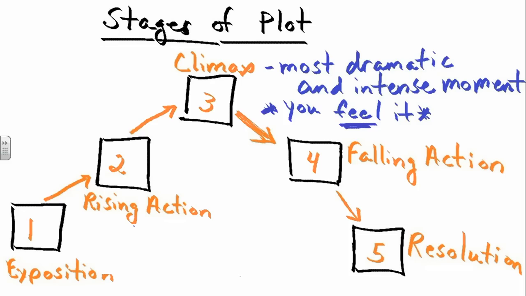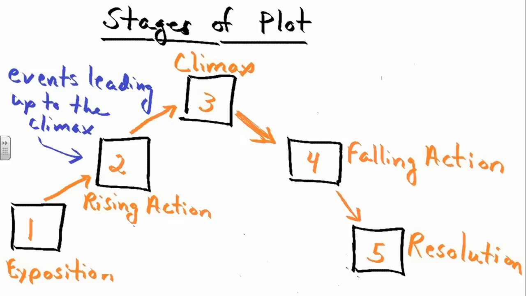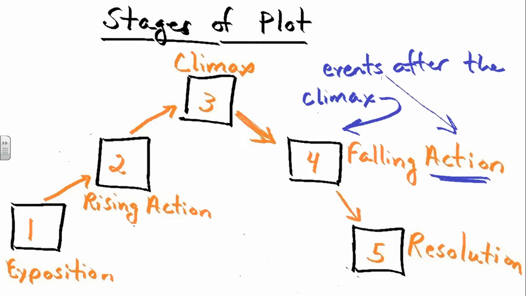So, exposition is how we start. Climax is the most exciting and intense. And then the resolution is how the story ends. I think it's easiest to identify the exposition, the climax, and the resolution first. Then I back up to the events leading up to the climax, and the falling action, the events after the climax. Notice that the word action means events. These are things that happen.